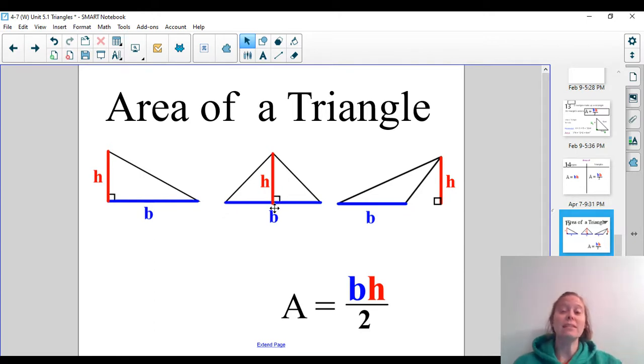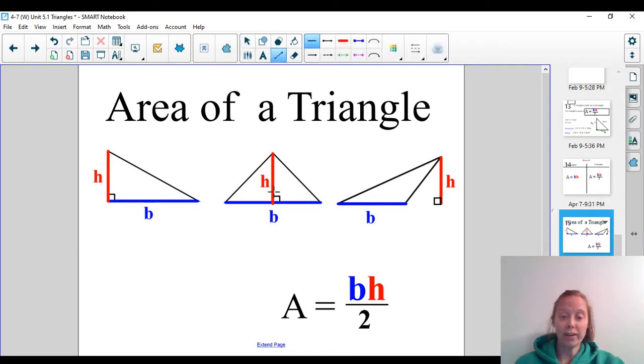Remember, the height is the distance from the bottom to the top, and so our height is the thing that sits on the right angle. Remember, if we find that right angle, it makes a little height, and then the height always sits on the base. Just like over here, our height is there, and it sits on the base. So always, you should find your right angle, because that's going to be your height, and then you'll multiply it by whatever it is that it's sitting on.